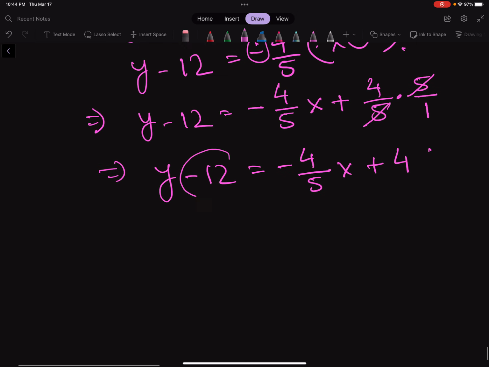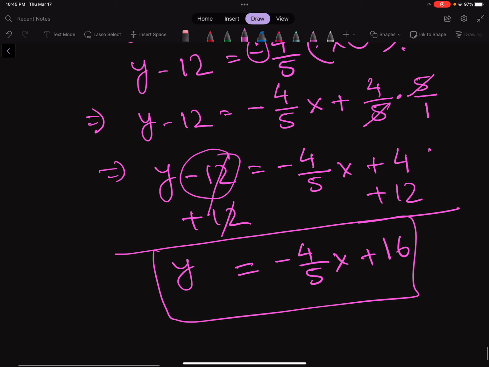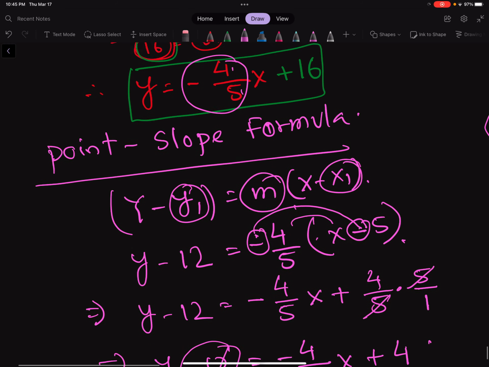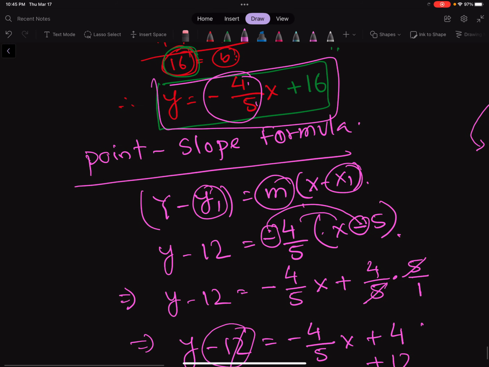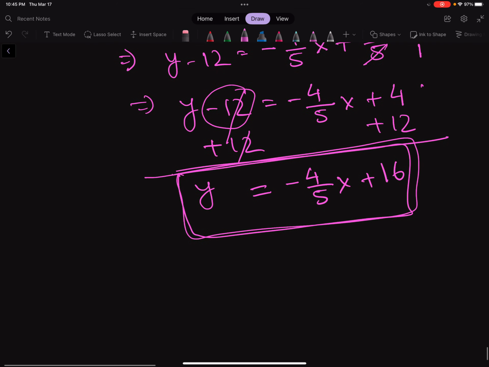Now I need to get this 12 out, so I add positive 12 on both sides. So I have y equals negative 4 over 5 x plus 16. Still the same equation. Got it? This one and this one are the same. So that's the equation, that's the answer.